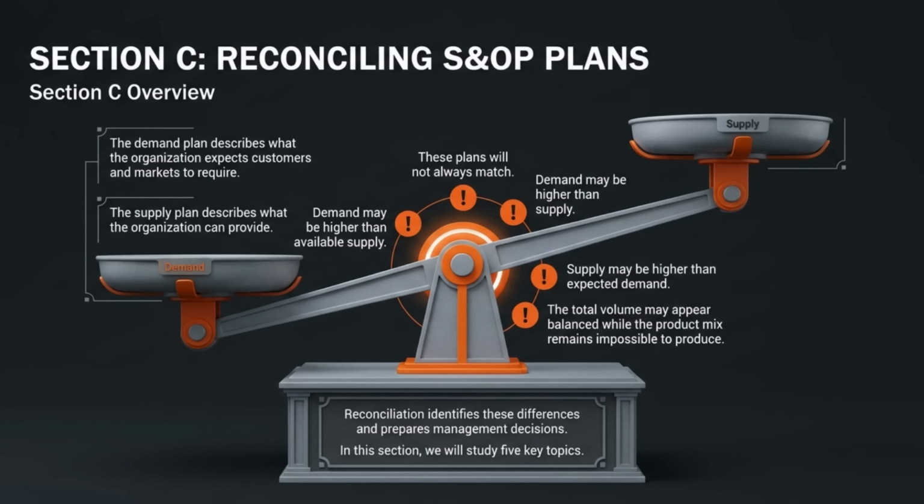Section C Overview. The demand plan describes what the organization expects customers and markets to require. The supply plan describes what the organization can provide. These plans will not always match. Demand may be higher than available supply. Supply may be higher than expected demand. The total volume may appear balanced, while the product mix remains impossible to produce. Reconciliation identifies these differences and prepares management decisions. In this section, we will study 5 key topics.